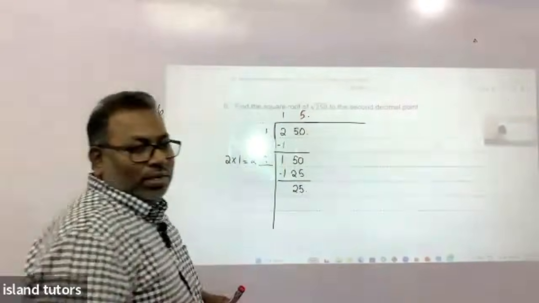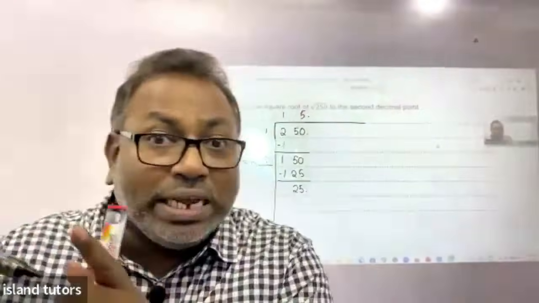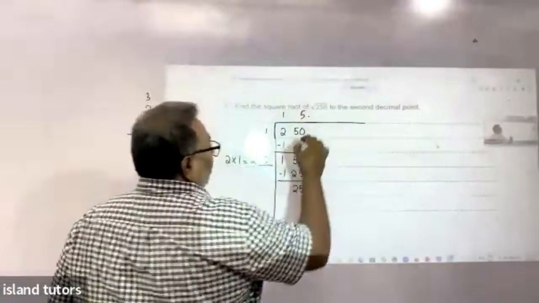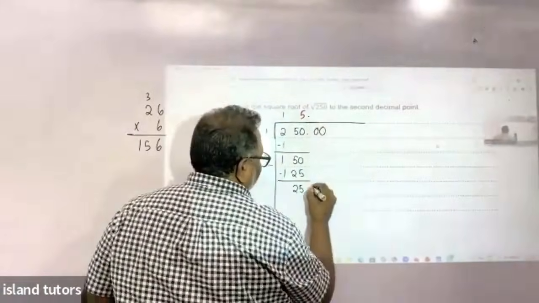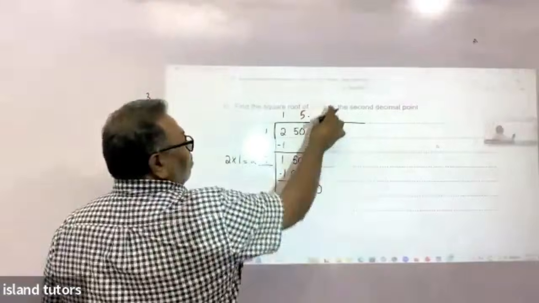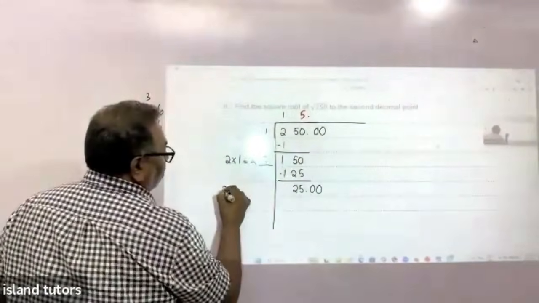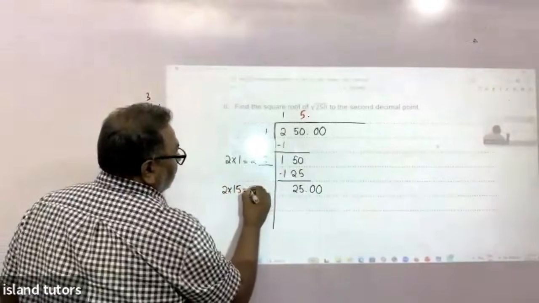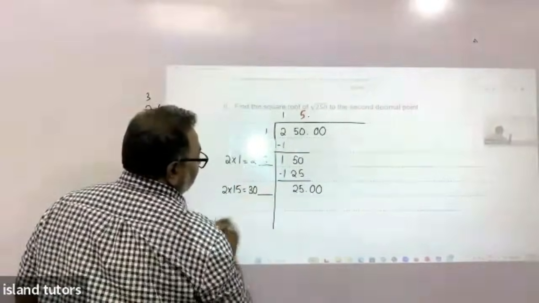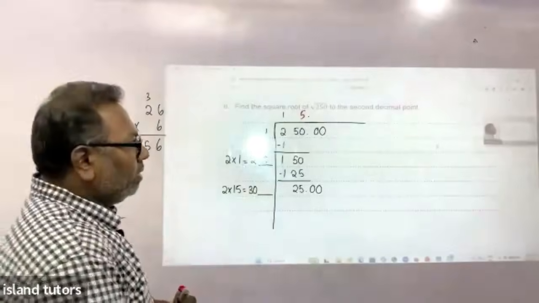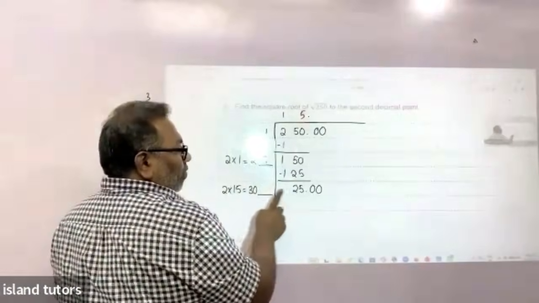So that means I have to calculate 3 places first. I have to calculate once here. Find this value. So let's do that now. 15, 2 into 15 is 30. What value am I going to put here? 2,500.